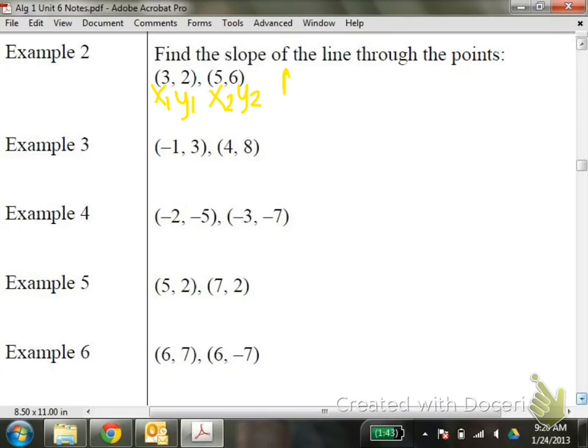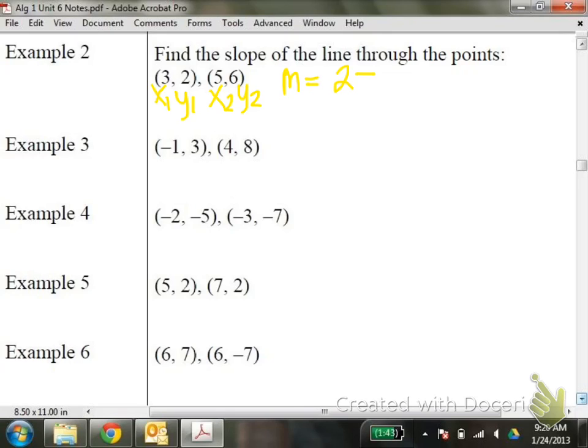And now we're going to use the slope formula. So slope, or m, equals what always goes on top? Y's. So we have 2. And to find the slope, we are always adding or subtracting? Subtracting. So 2 minus y2, which is?